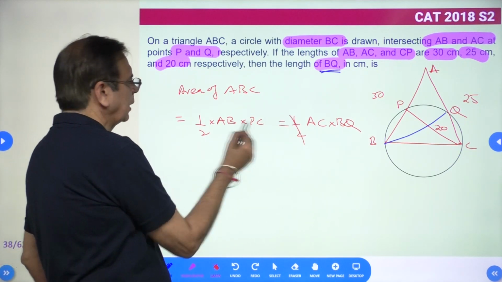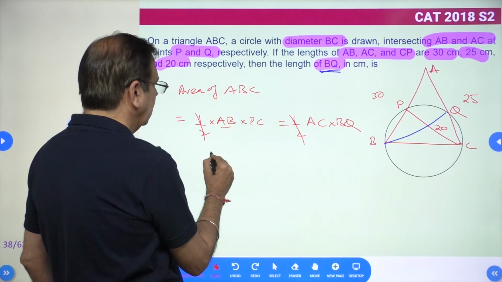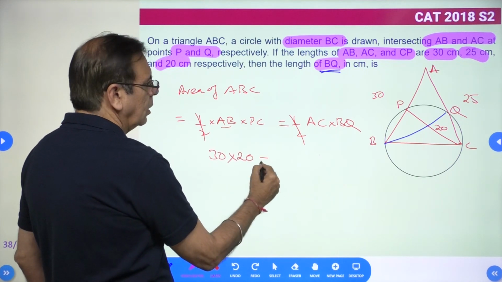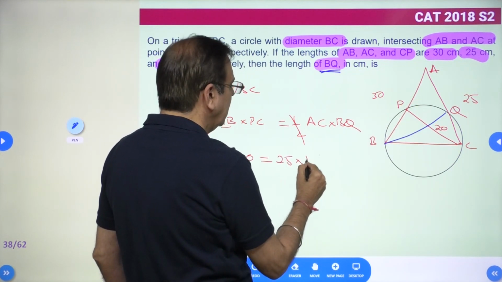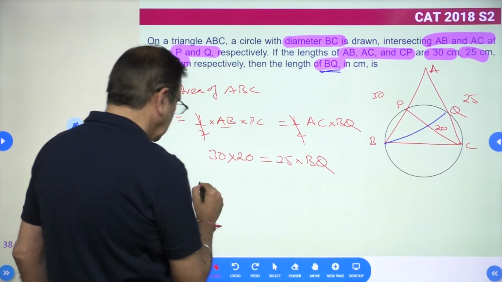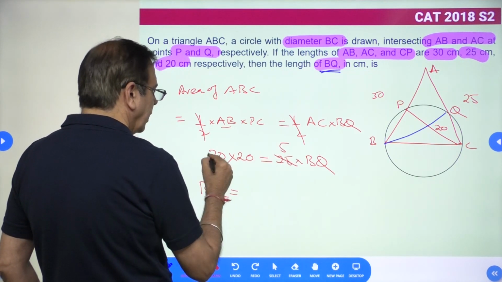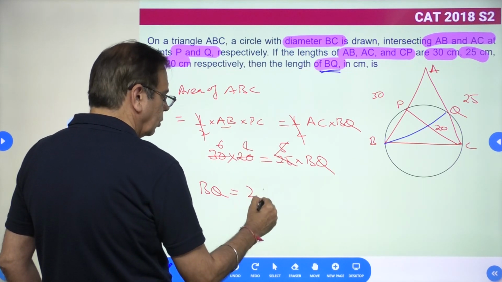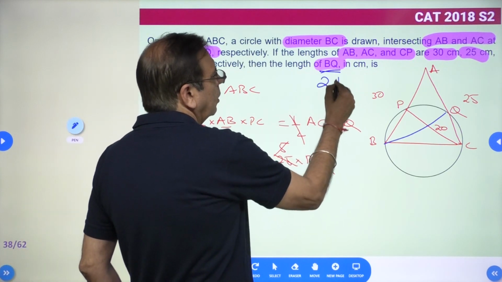So half को तो हटा देते हैं पहले. What is AB? AB is nothing but 30. PC is 20. AC is 25 into BQ. BQ is what we need to find. So what is BQ equal to? 5 5s are 25, 5 6s are 30, 5 1s are 5, 5 4. So BQ is equal to 24. So area of triangle is all you are looking for.